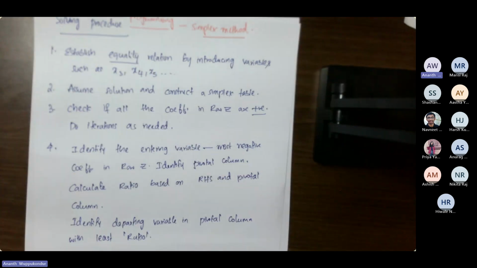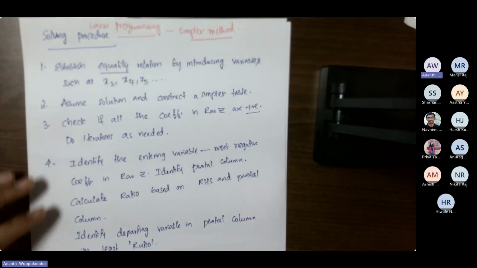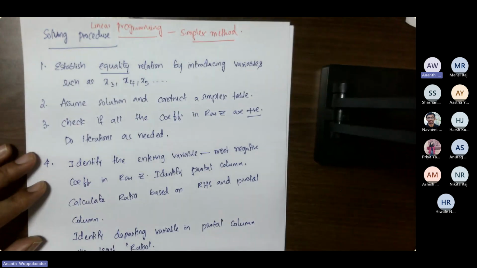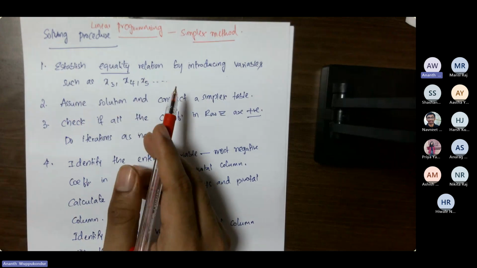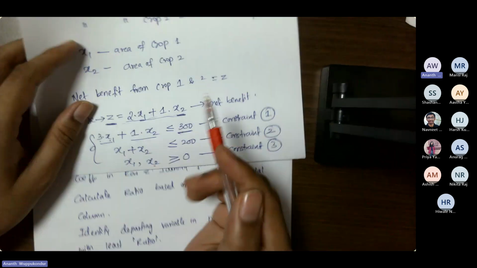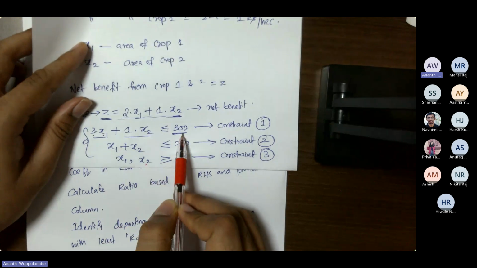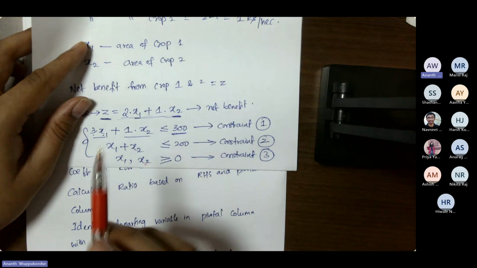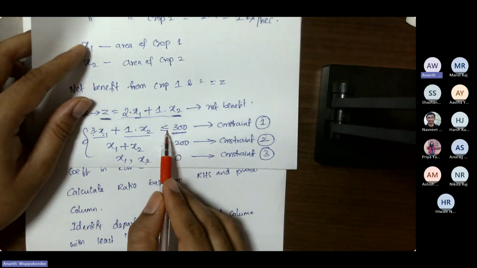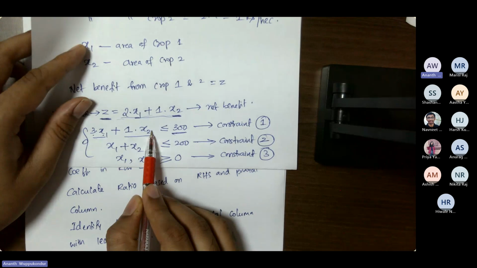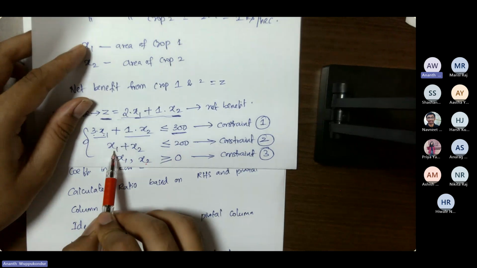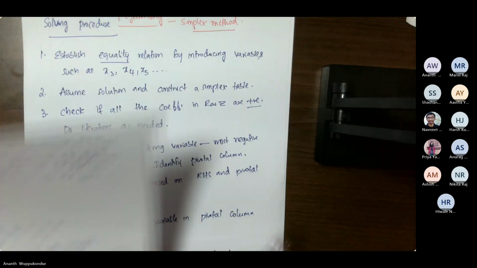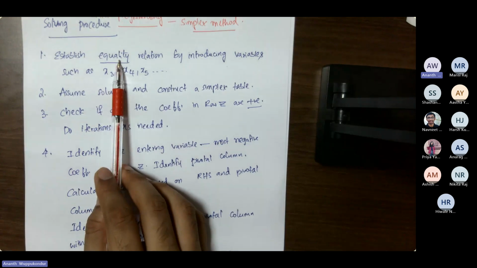Once you have the set of equations, the function that you want to optimize and the constraints that govern the optimization, you first make sure that there is no inequality. Some of the constraints may be less than or equal to, like in this case, we have 3x1 plus x2 less than or equal to 300, and x1 plus x2 less than or equal to 200. The first step is to remove the inequality, so you add a term on the left hand side so that 3x1 plus x2 plus x3 equals 300, and similarly here x1 plus x2 plus x4 equals 200. So you are bringing in the equality relationship in the constraints.